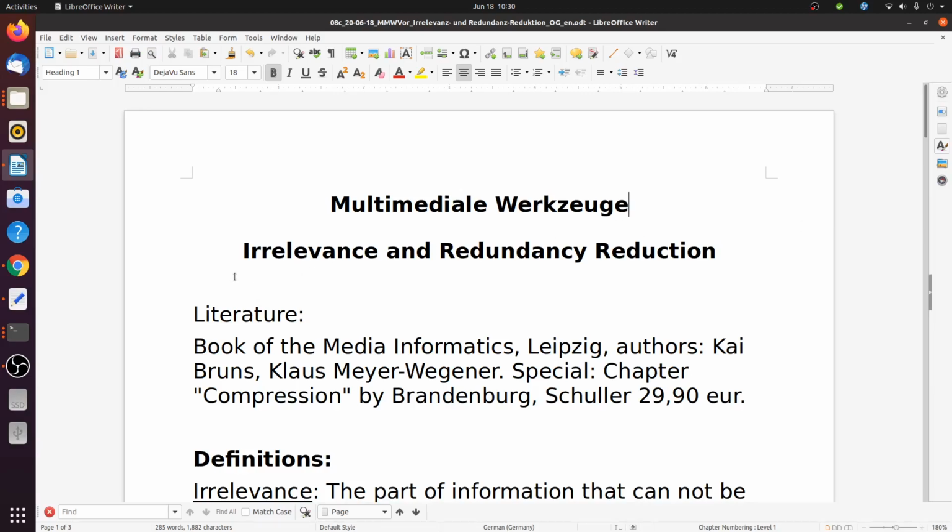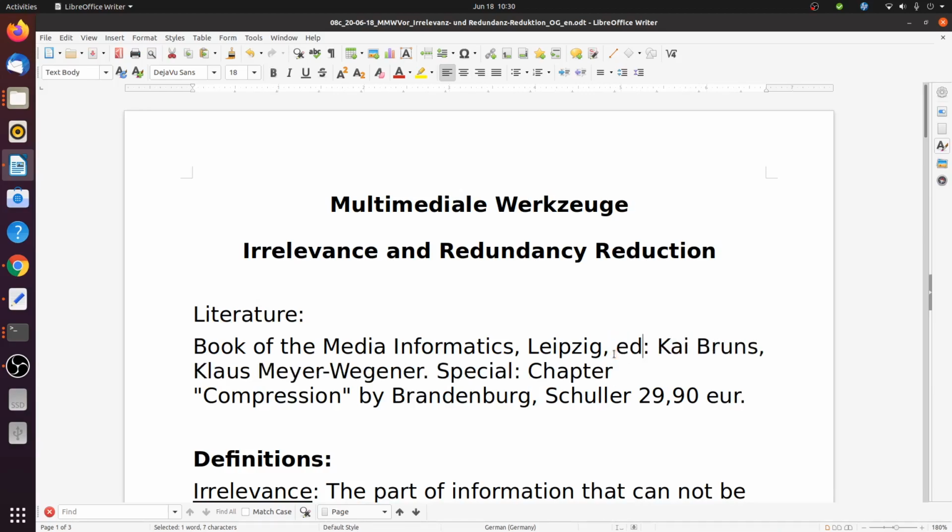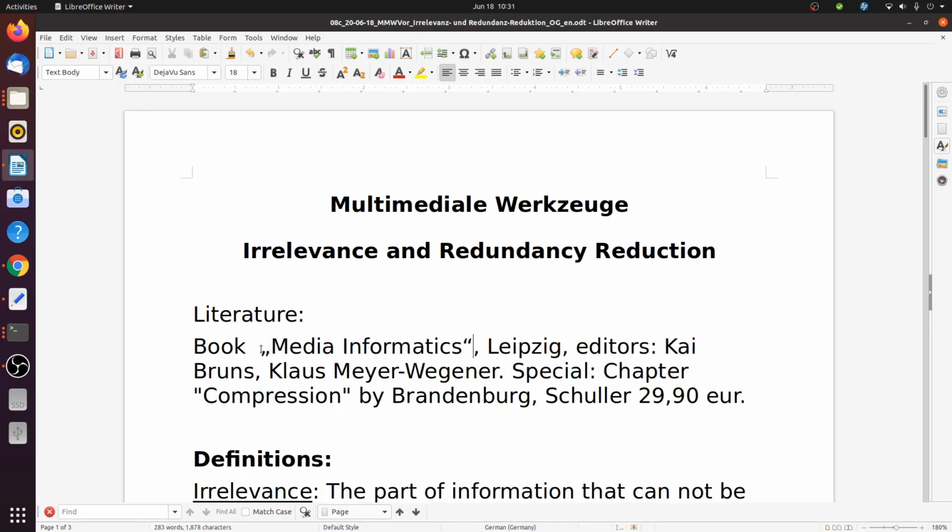So here's also a reference to the literature. This is one of our book chapters. There's this book of the media informatics, and the editors are Kai Bruns and Klaus Meyer-Wegner, and there's a chapter on compression.